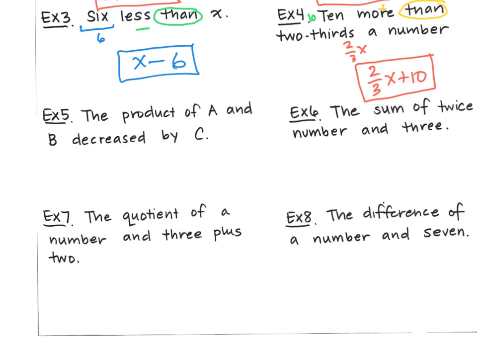For example 5, it says the product of a and b, decreased by c. What is product? Product is on multiply. So let's multiply a and b. If I multiply a and b, it's just a times b. Decreased is on the subtraction list, by c. So the product of a and b, decreased by c, is ab minus c.